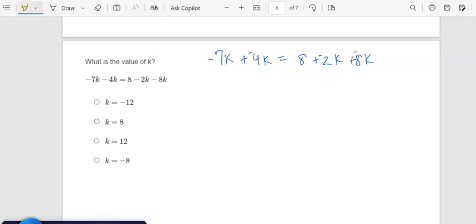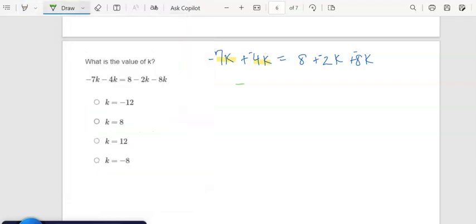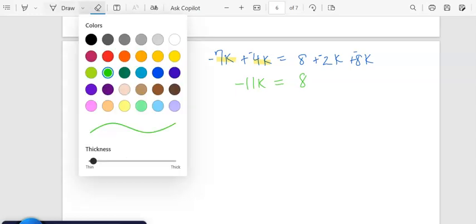So now on the left side, we need to combine these two together. I have negative 7 and a negative 4, which ends up being negative 11. I'm not going to do anything with this 8, just bring it down. But then I have negative 2 and a negative 8k. Negative 2 and negative 8 is negative 10, which we could just write as minus 10. So we'll put that as minus 10.